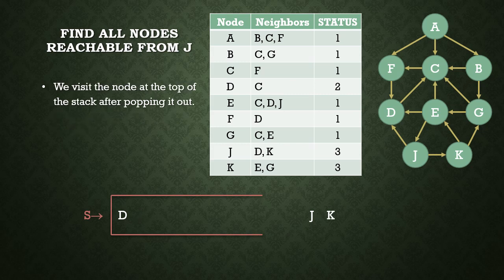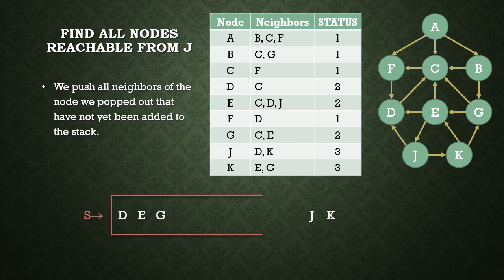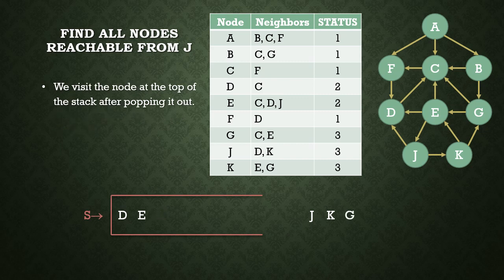Now we pop from the stack and we get K. So the status of K becomes 3. Look at the neighbors of K that have not yet been pushed to the stack. K has 2 neighbors, E and G, and E and G are added to the stack and their statuses are changed to 2. Now we pop the top of the stack and we get G, and status of G becomes 3.